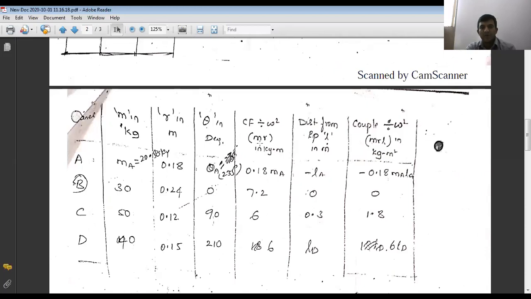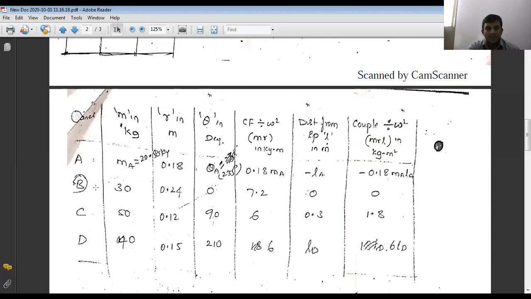Next, centrifugal force by omega square, m into r. Multiply the third column and the fourth column. Sorry, second and third column, a correction. If you want to get the fifth column, multiply the second and third column, m into r. Now MA is unknown, 0.18 into MA, 30 into 0.24 you get 7.2, 50 into 0.12 we get 6 kg meter, 40 into 0.15 we get 6 kg meter. The fifth column is over.